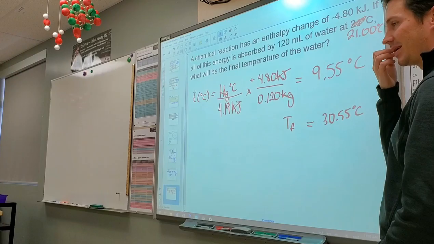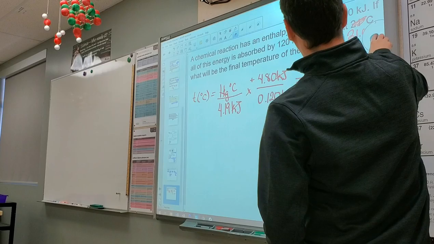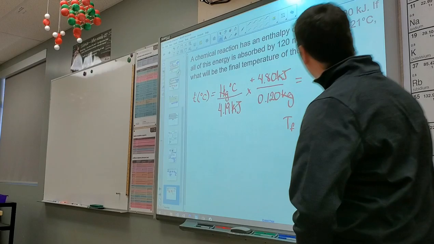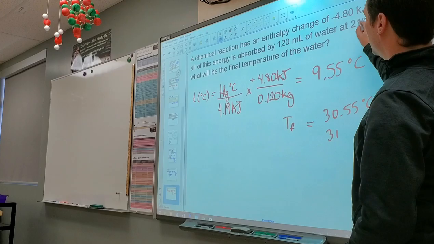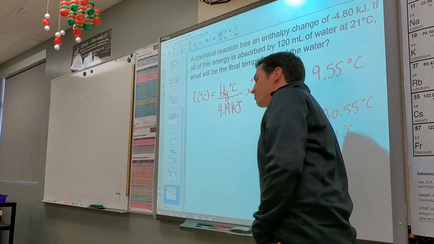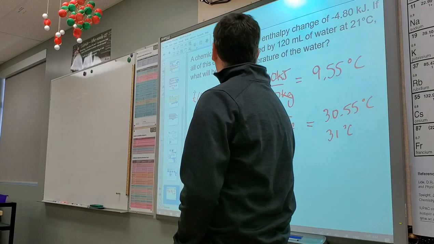What do you mean? Change it to 0.00. I wanted to take into account both the decimal places. Okay, let's not do that. So let's add 9.55 to this. You still get 30.55, but what do we have to round to now? You have to round to 31 because we need the nearest whole number. 31 degrees.